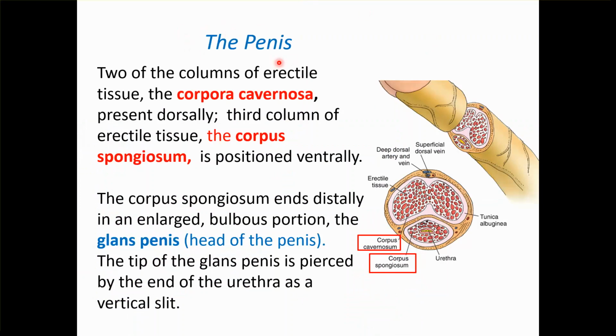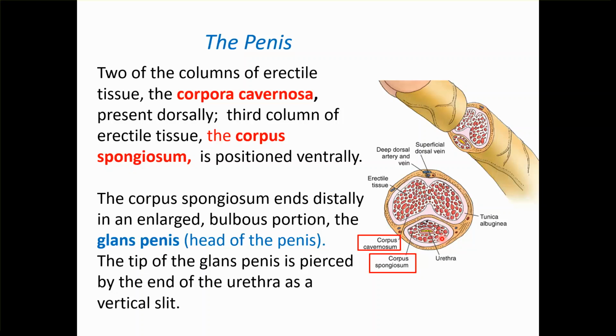The last organ is the penis. You have two columns of erectile tissue, called corpora cavernosa. They are present dorsally, as seen here in this diagram. The third column of erectile tissue is called the corpus spongiosum. So there are three tissues: the two corpora cavernosa and one corpus spongiosum, which is present ventrally.